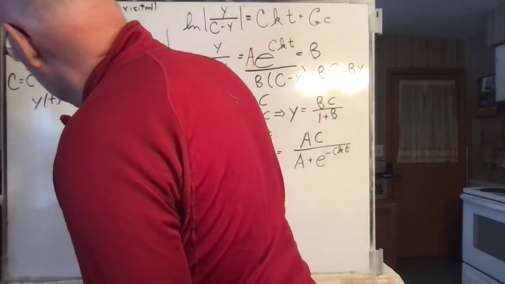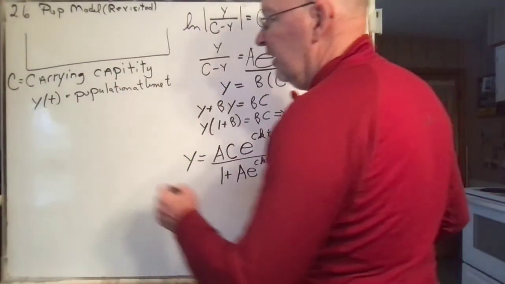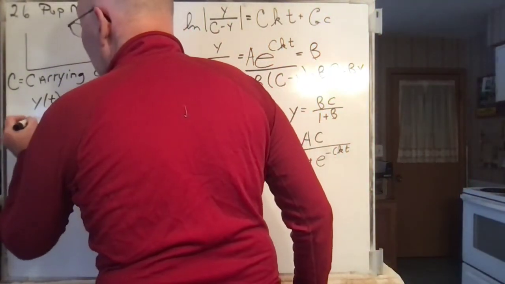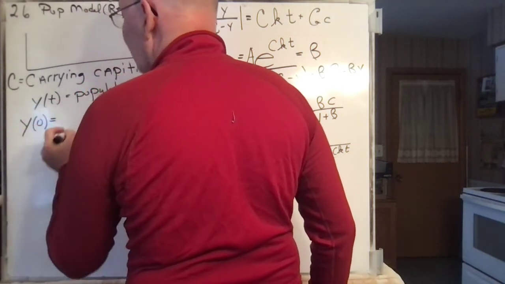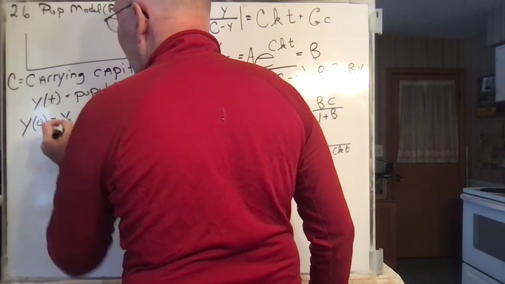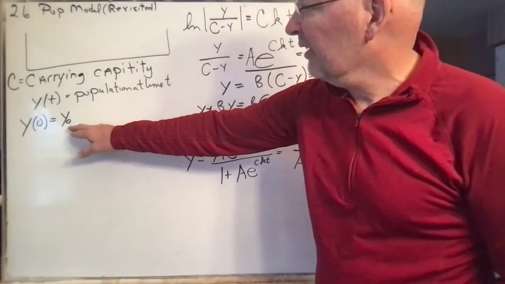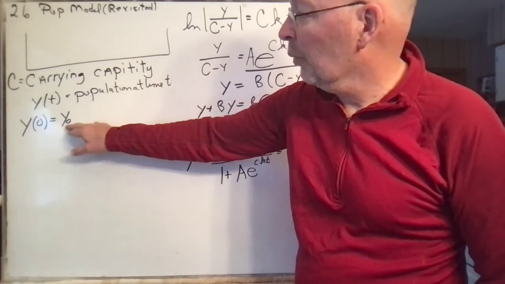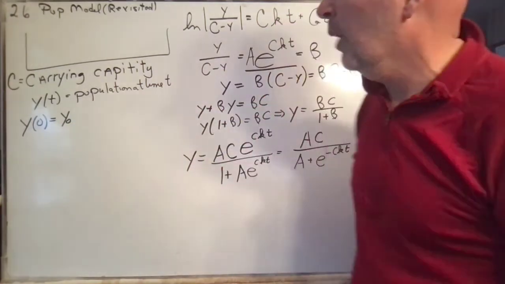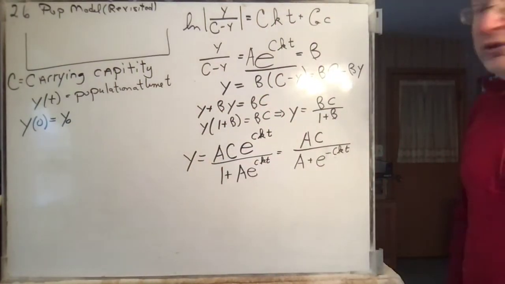Let me get rid of this now. In this case, let's suppose that the initial amount of population at time equal to 0 is y naught. It's y sub little 0 there. We call it y naught. So there's your initial amount.